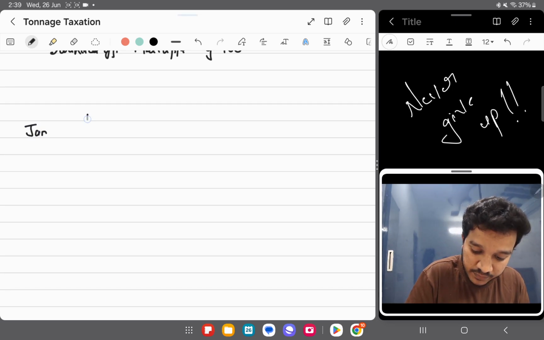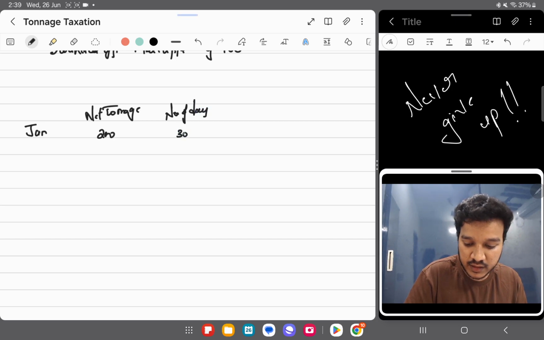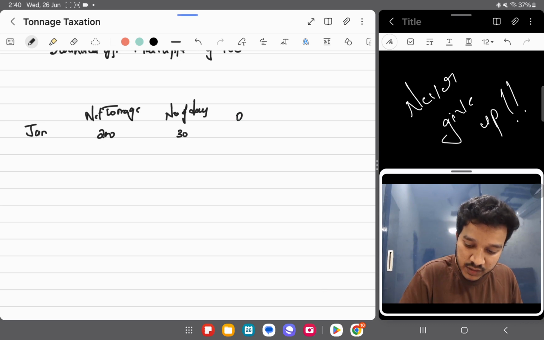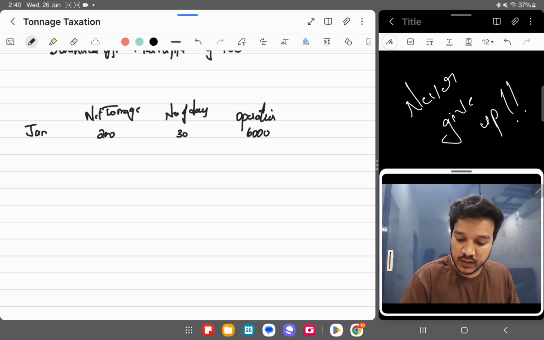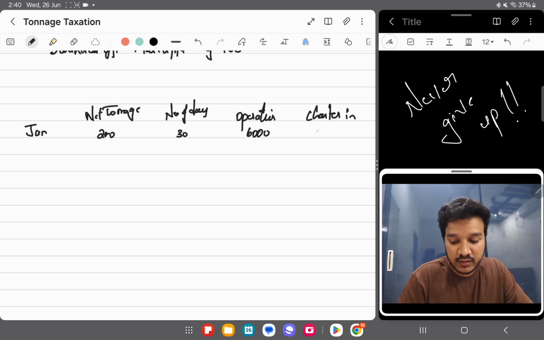So in the month of January, my net tonnage is like 200, and the number of days is 30. So 200 into 30, how much is it? This is my operational income, which is 6,000. Now, the other one is charter-in income. In the month of January, assume that I've given the entire ship on rent, and I've got the 6,000 there.